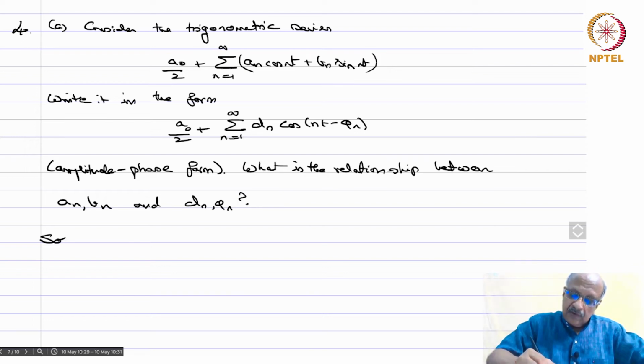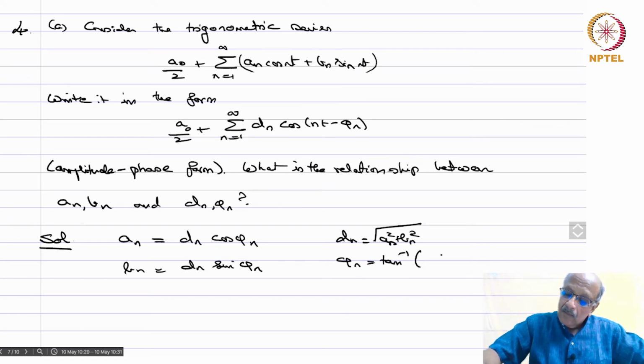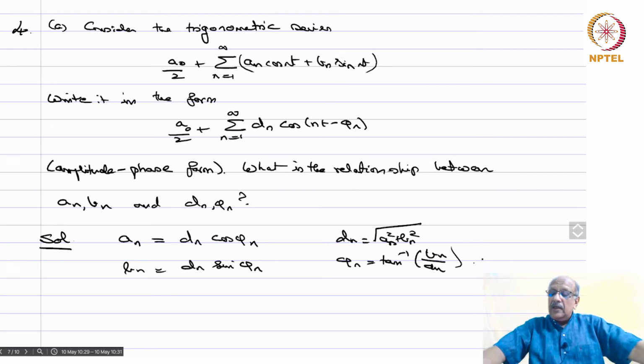So this is of course trivial. You just write an equals dn cos phi n and bn equals dn sin phi n. So that means dn is the square root of an squared plus bn squared and phi n is tan inverse of bn by an. Okay, so then this is well defined.